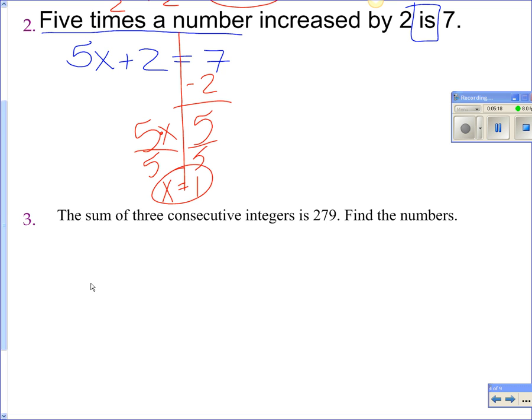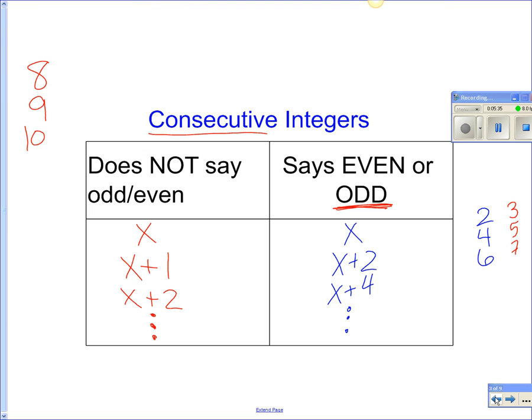Okay, number 3 says the sum of 3 consecutive. So circle that word consecutive. Whenever you see that word, until you get used to it, I want you to go back and look at your chart.